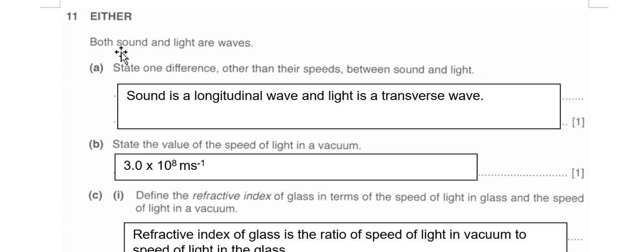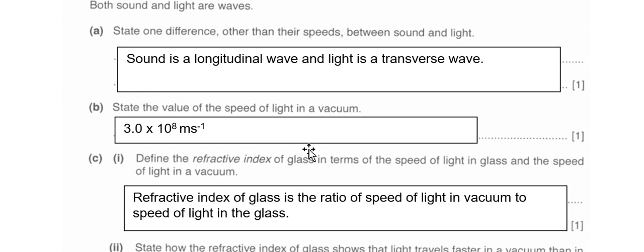All right, so the fact that they are waves is something you should know. Sound is the only longitudinal wave in your syllabus, and light is clearly a transverse wave. You should know that from EM waves. What's the speed of light in a vacuum? This one you should be very familiar with: 3 times 10 to the power 8 meters per second.